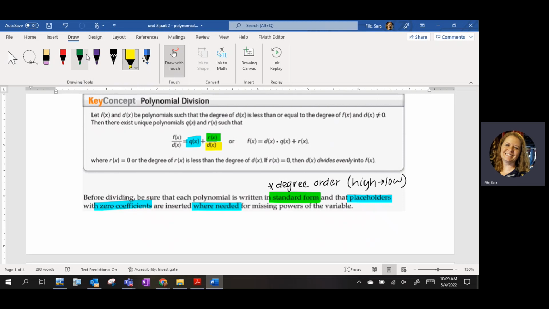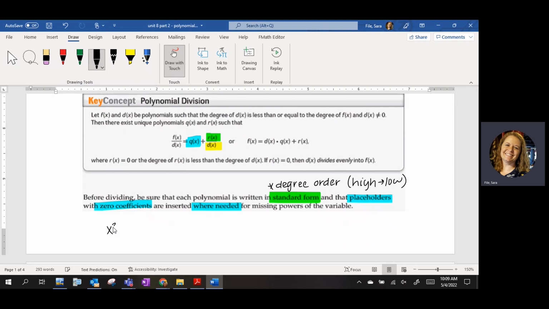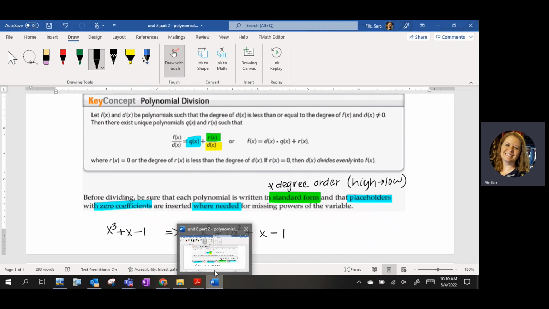Okay, so if there's something missing, we have to use placeholders. So for instance, if I had x cubed plus x minus 1, and I wanted to divide that, when I write it out to do the division, I have to put in a placeholder for the missing x squared term with a 0 coefficient. 0x squared. This is just a placeholder. And I would write it like this, in highest exponent to lowest, all the way down to the constant, with 0 coefficient for placeholders. Does that make sense?